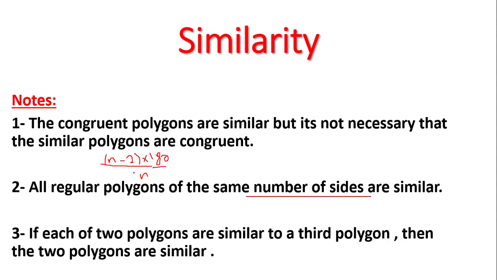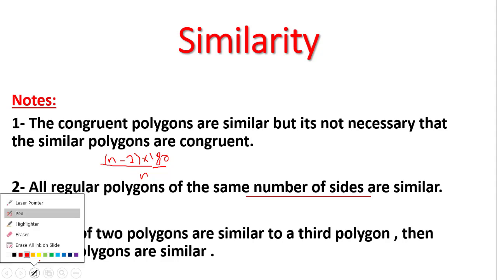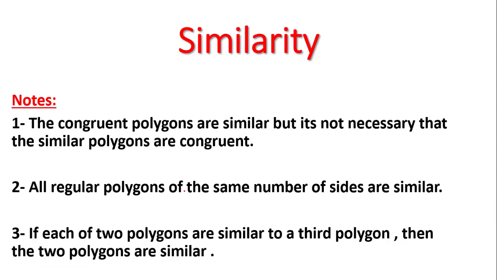So all regular hexagons have the same measure of the interior angle. All regular quadrilaterals have the same measure of the interior angles, and so on. So the corresponding angles have the same measure, and the corresponding sides are proportional. If each of two polygons is similar to a third polygon, it means that the two polygons are similar.